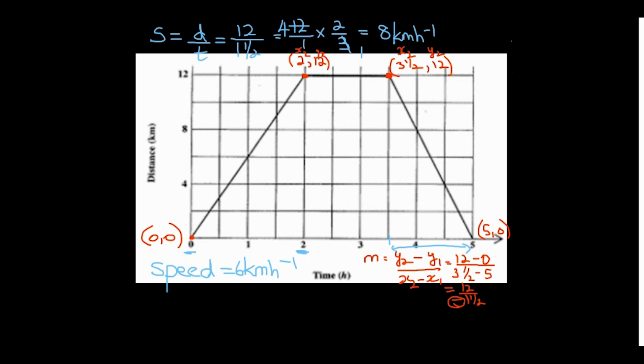Alright, so another thing that could come out of a distance time graph or a travel graph in general, let's say they ask you all to calculate the average speed for the entire journey. What do you think you will do to get the average speed for the entire journey? Anybody? Think about it, average speed for the entire journey.